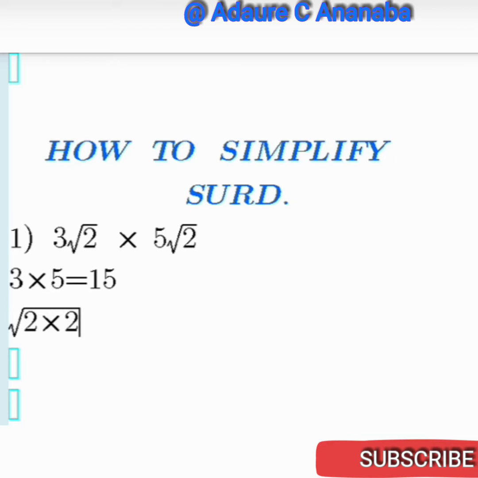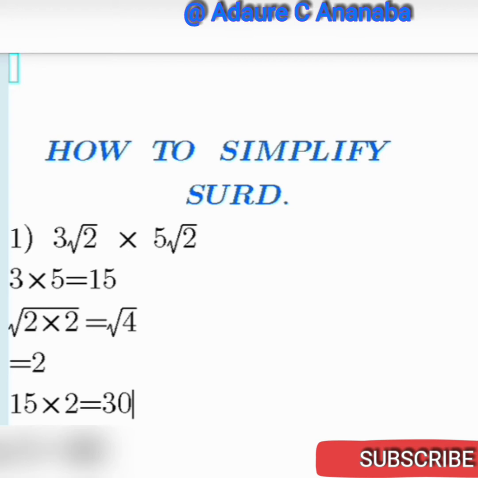If you are multiplying root 2 by root 2, this is the same thing as saying square root of 4, because 2 times 2 will give you 4. And square root of 4 is equal to 2. After you are done with this step, you now multiply 15 by 2. 15 times 2, which will give you what? 30. So your final answer is 30.